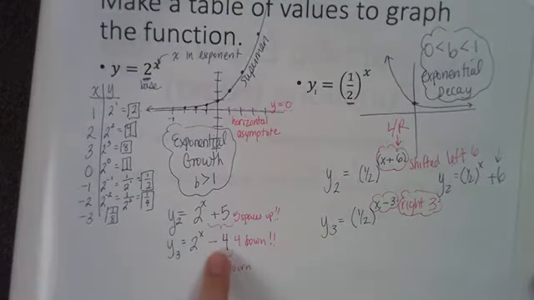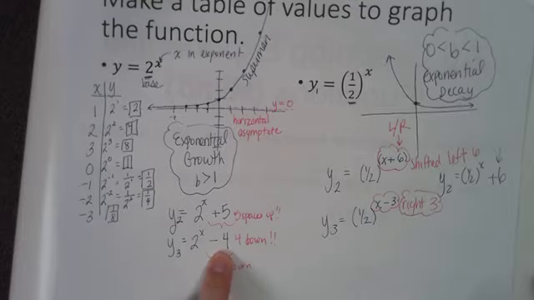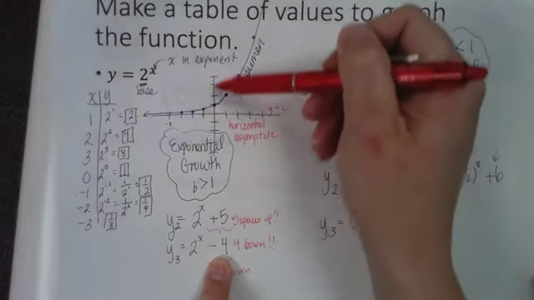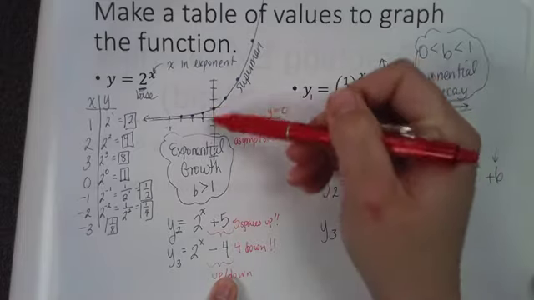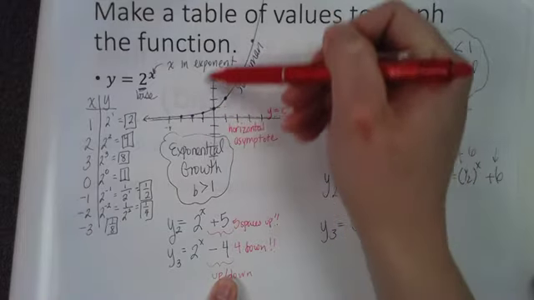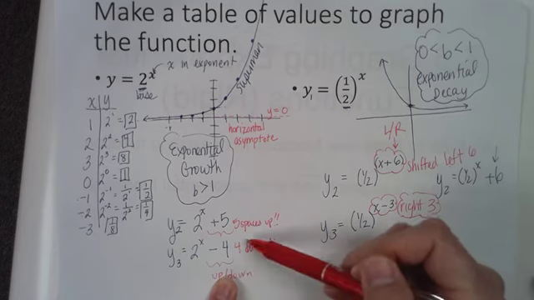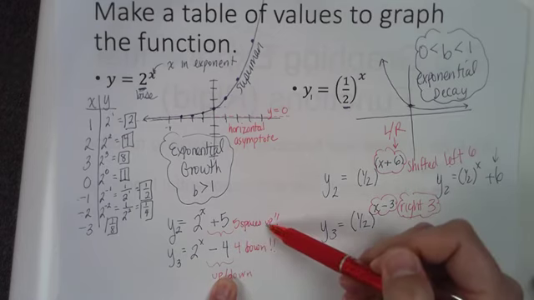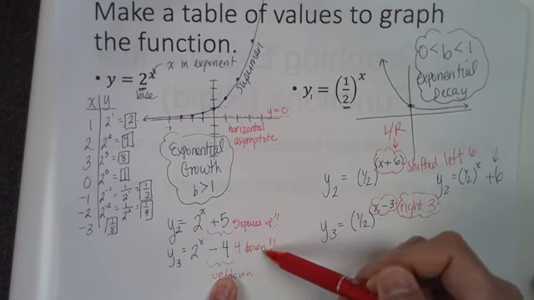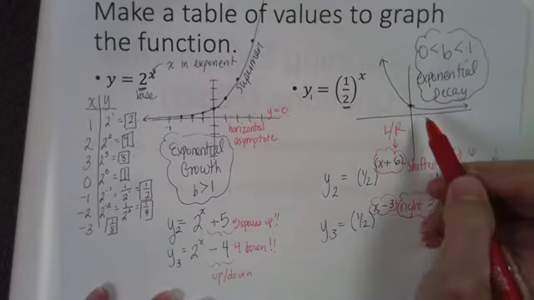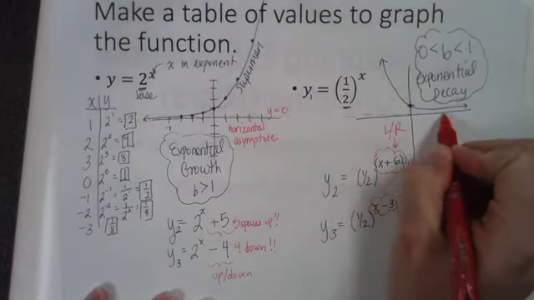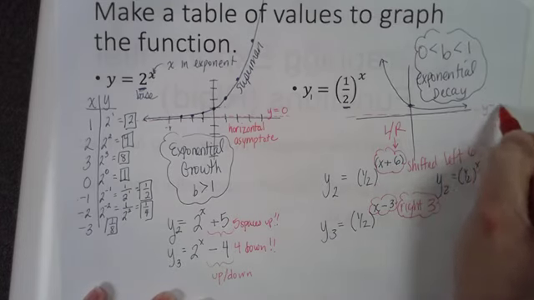Numbers on the outside move in the y direction, which goes up and down. So these big numbers on the outside move our graph vertically like the y-axis, up or down. And they do exactly what they say. Plus 5 goes up. Minus 4 goes down. That makes sense, okay? And that's what we want to pay attention to today. This graph also has a horizontal asymptote at y equals 0.